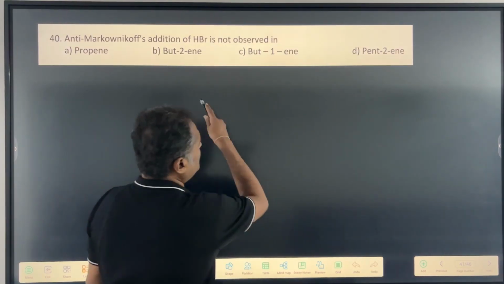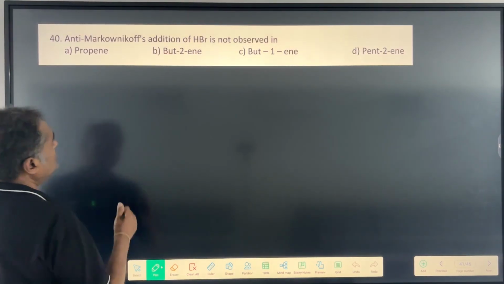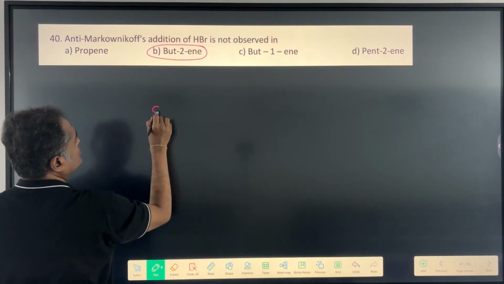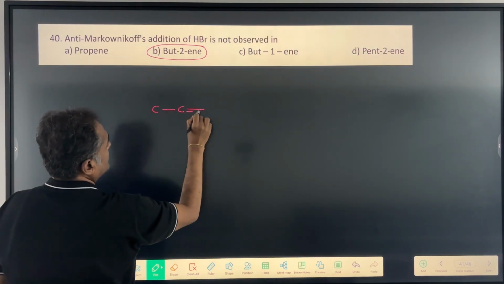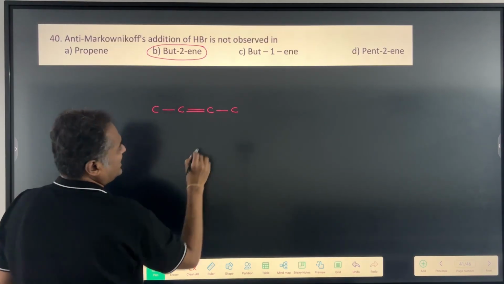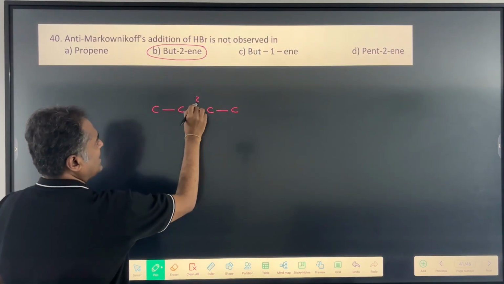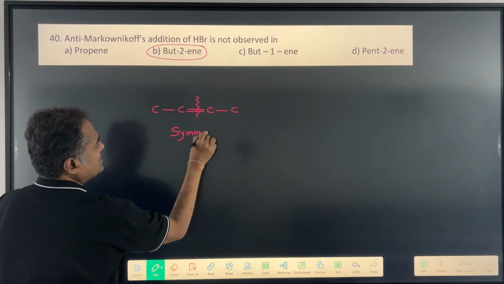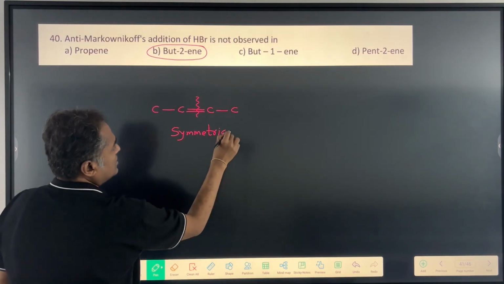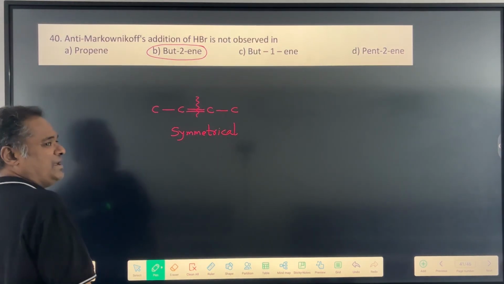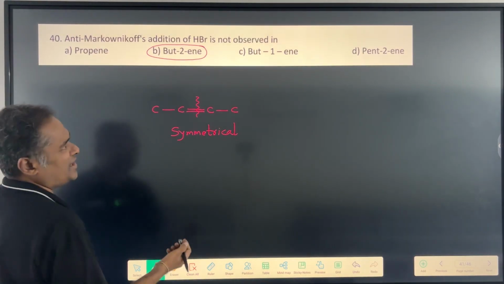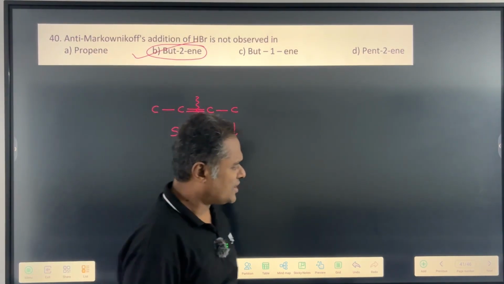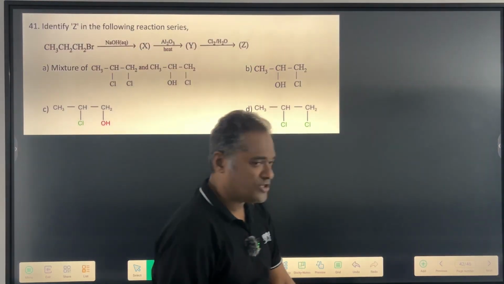So, if you see out of 4 examples, here you can see very clearly but-2-ene, that means you have got a double bond exactly in the middle, and hence this becomes your symmetrical alkene, and symmetrical alkene basically does not show Markovnikov as well as anti-Markovnikov rule. So the correct answer in this case is very simple, it's B. Is it done? Hope this is clear. Let's proceed to the next question, child.